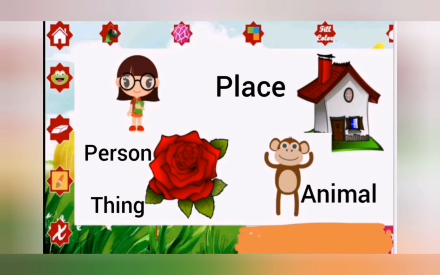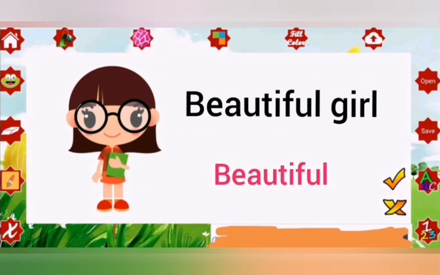Let's come to the examples. Beautiful girl. Here, beautiful is an adjective that describes a person.